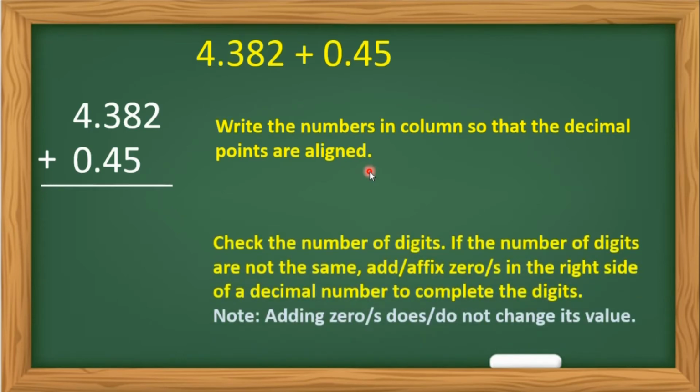The second step: check the number of digits. If the number of digits is not the same, add or affix a zero or zeros on the right side of the decimal number to complete the digits. Take note that adding zeros does not change its value. In our example, we have 3 digits in the decimal part, so 4 and 382 thousandths. In the second decimal, we have only 2 digits in the decimal part, which is 45 hundredths. So what shall we do? We have to add 0, so it becomes 450 thousandths. Now our addends are 4 and 382 thousandths plus 450 thousandths.